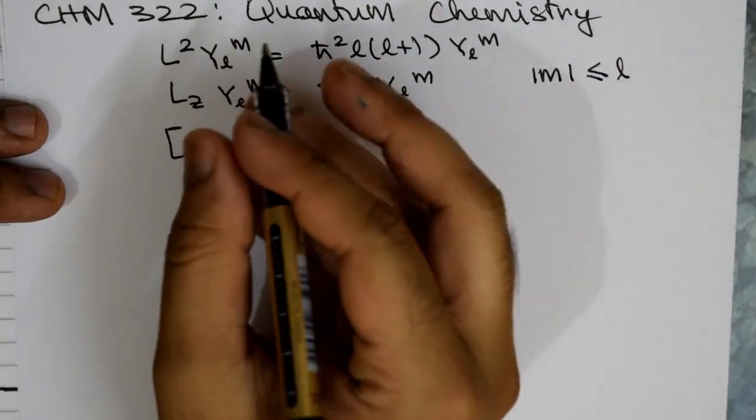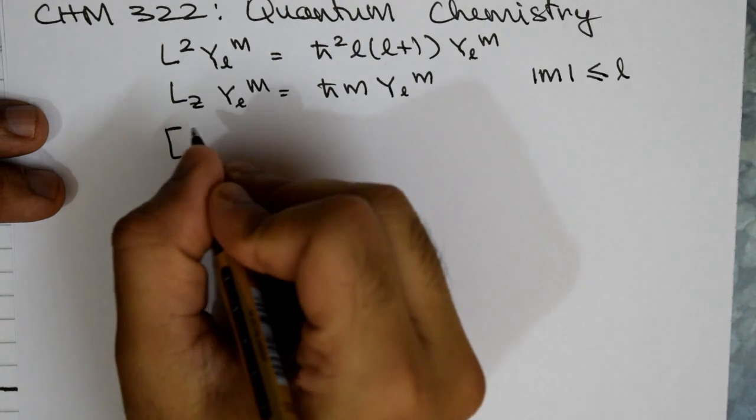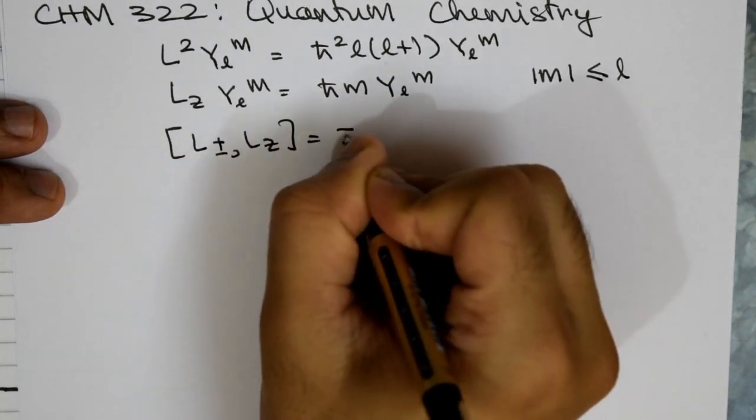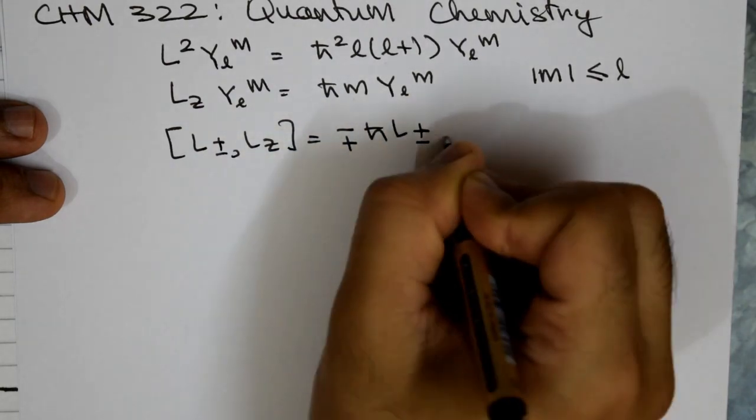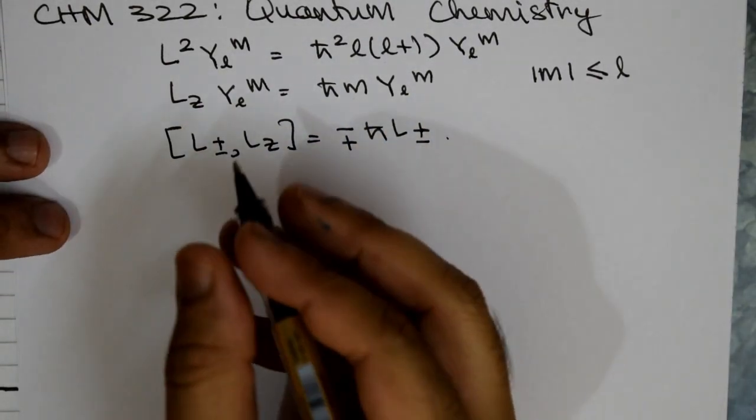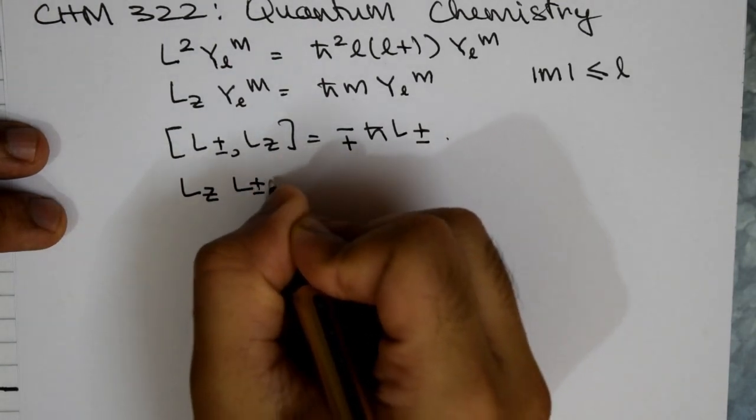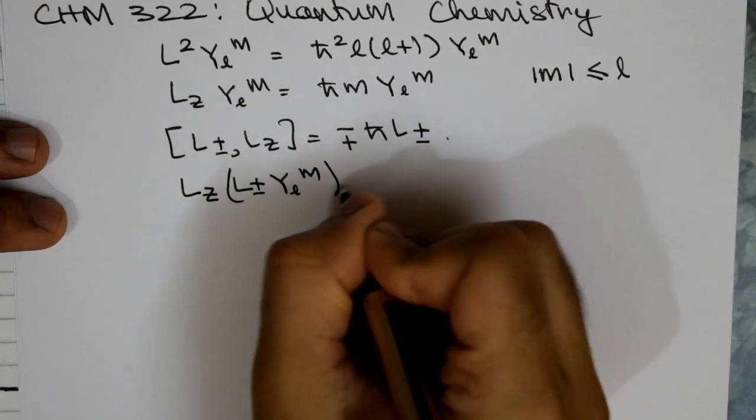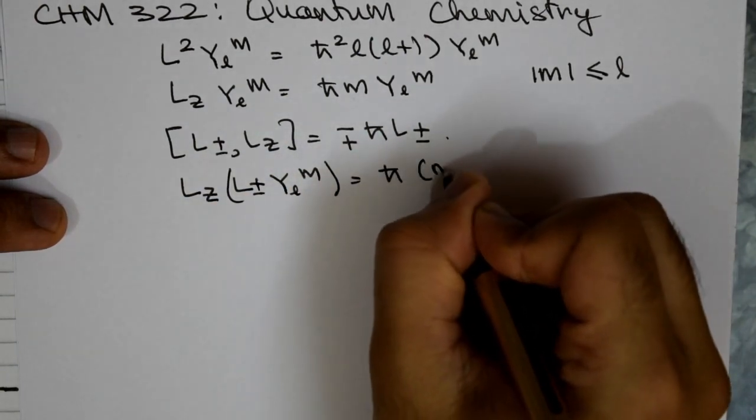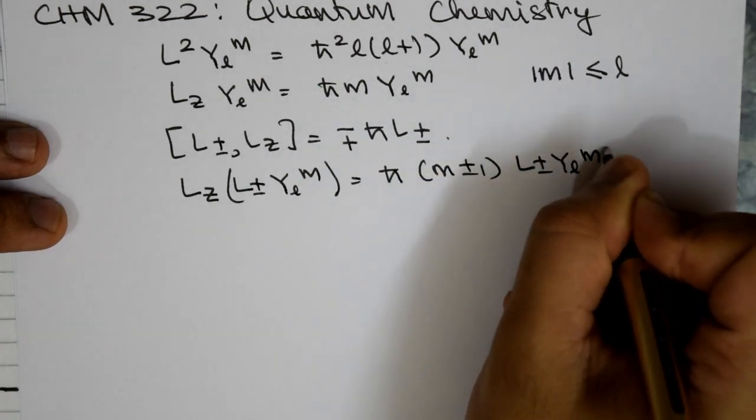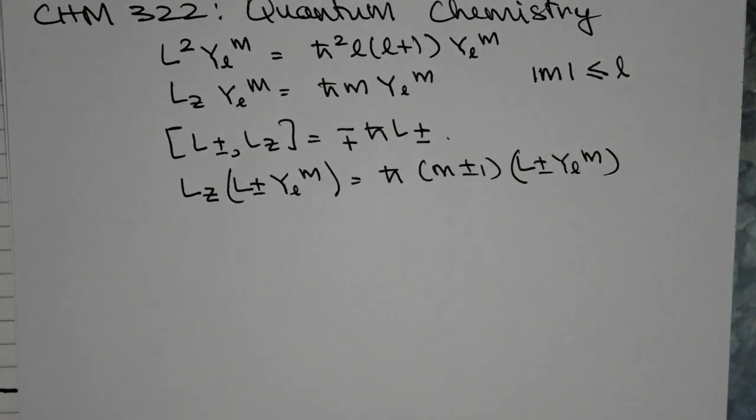In addition, the point that we learnt in the last class was that the commutator of L± with Lz gives you ∓ħ L±. And also we saw Lz on L± Y_lm gives you ħ(m±1) L± Y_lm. So these were the results that we deduced in the previous class, and we will be continuing further to understand a few more relations.